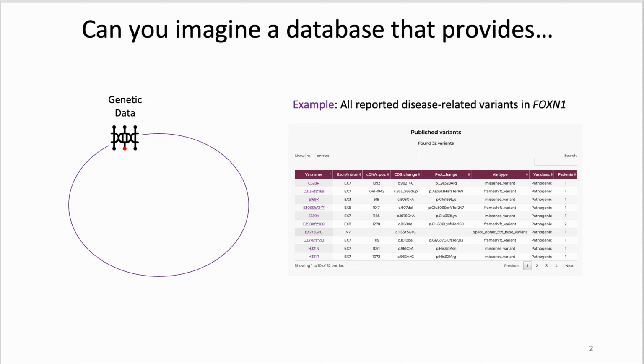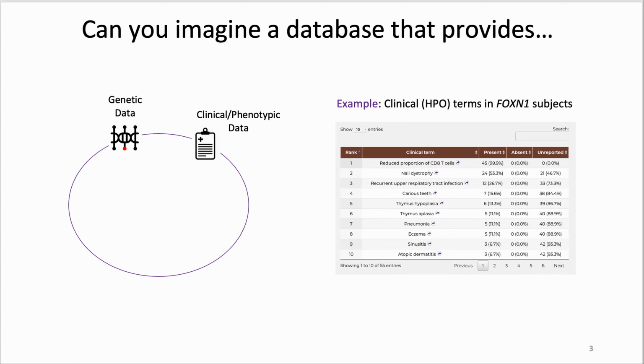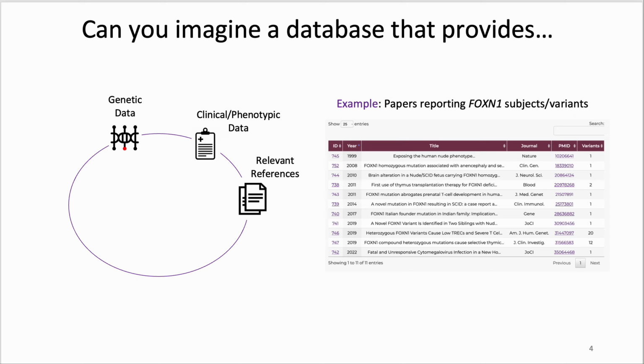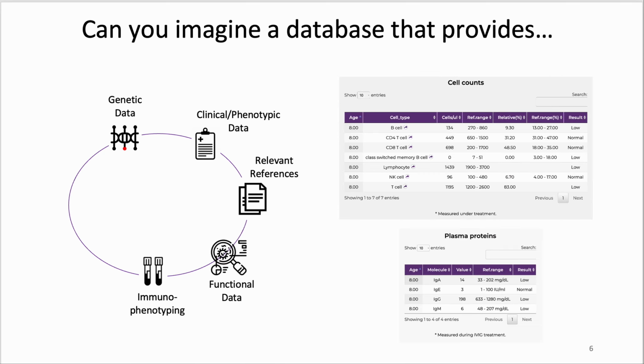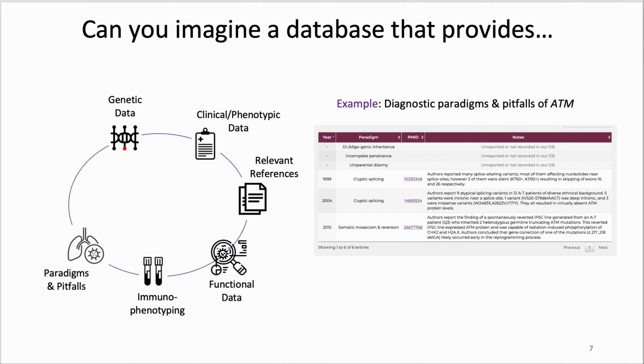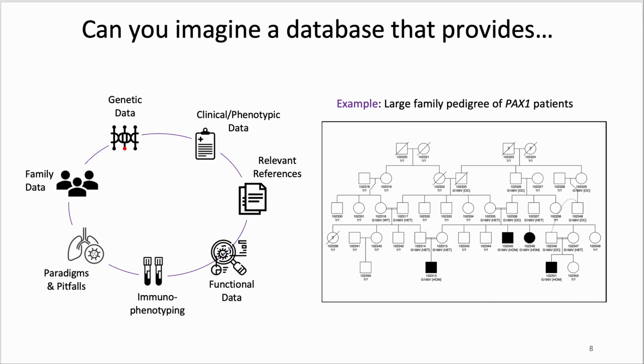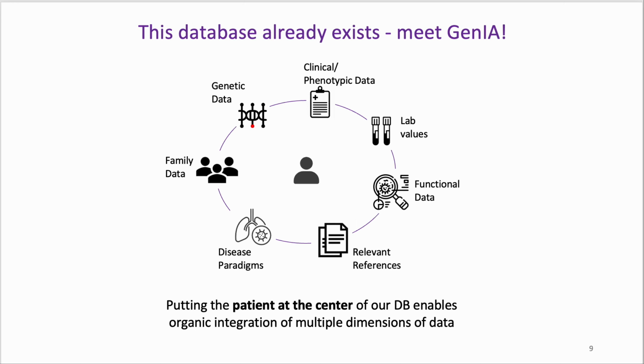So we ask you to imagine a database that provides multidimensional information about genotypic data, clinical and phenotypic data, relevant references in published literature, functional data and functional studies, immunophenotypic information, paradigms and pitfalls relevant to the genetic architecture and landscape of that condition, and data about individuals and families who have been affected. Well, that database is really the goal of GenIA.